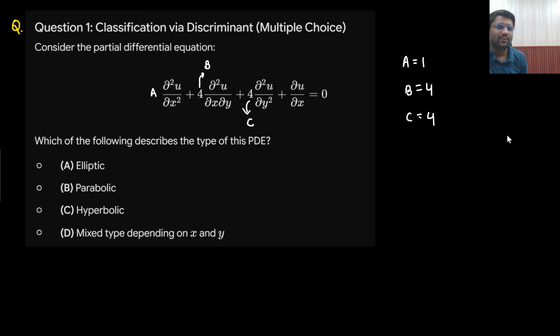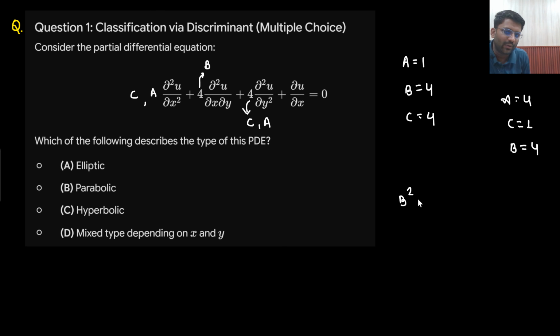That is 4. Someone would say that, sir, I will take a as 4, I will take this as a, and sir, I will take this as c, c as 1 and b as 4. A and c are interchangeable. You are partially differentiating with respect to x or partially differentiating with respect to y, doesn't matter. A and c are interchangeable.